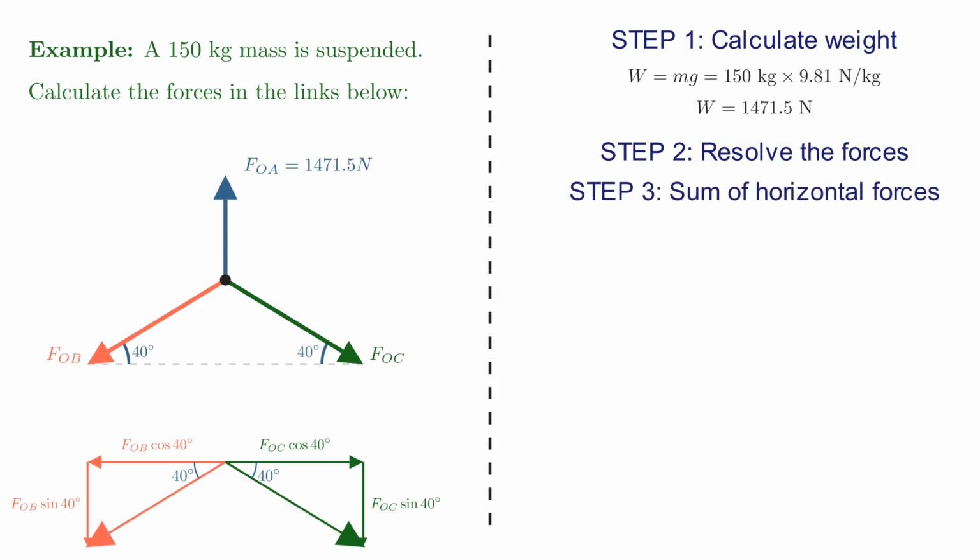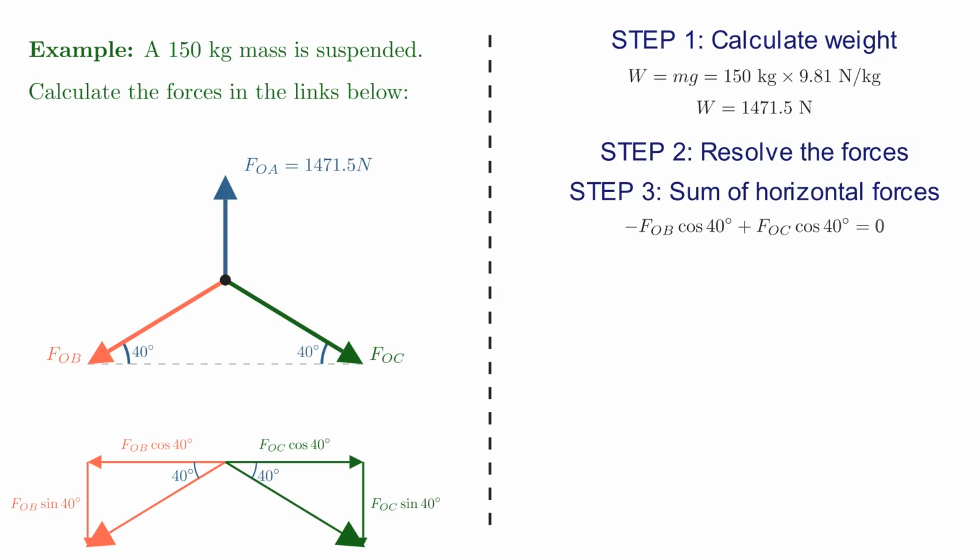Starting by taking the sum of the horizontal forces. So by convention, anything going to the left is negative, anything to the right is positive. So because the FOB goes to the left, this means we're going to take minus FOB cos 40. The other force, which is horizontal, is the FOC. So this time it goes to the right, so this one's going to be positive. So we're going to add FOC cos 40. So this gives us that minus FOB cos 40 plus FOC cos 40 is equal to 0.